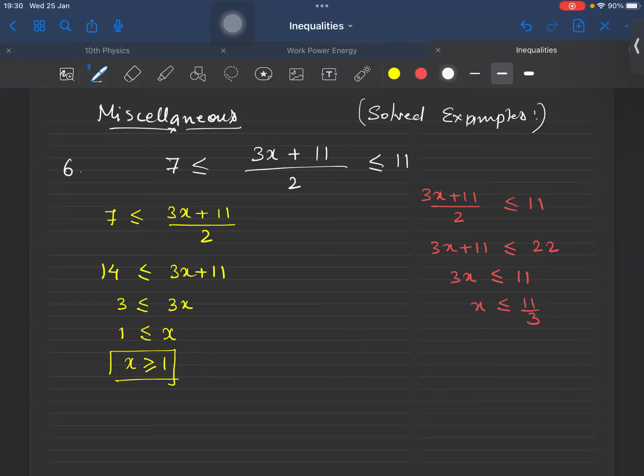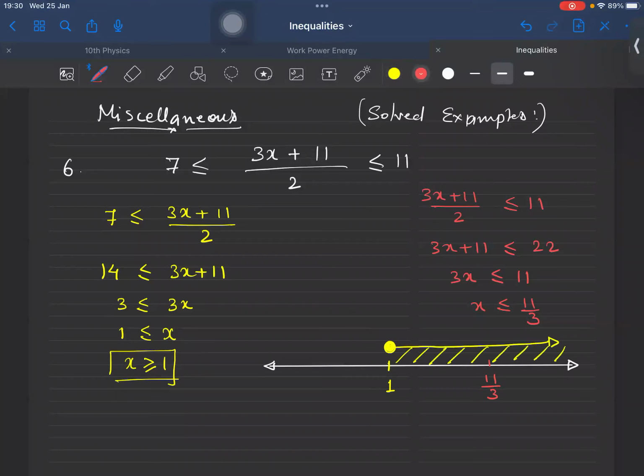Now let's draw the number line. Always try to solve using the graphical method, because there is a very small chance of error. So we have 2 critical points. The first one is 1, and the second one is 11 by 3. According to the first solution, x should be greater than or equal to 1. That means we use a solid circle to represent it, and the values must be greater, so all the values on this side.